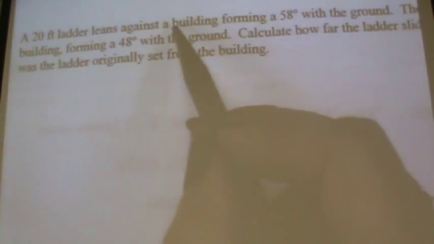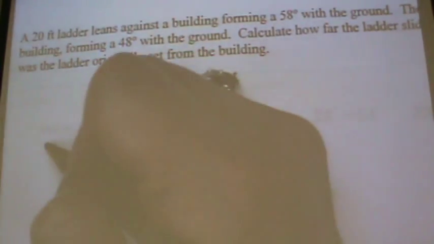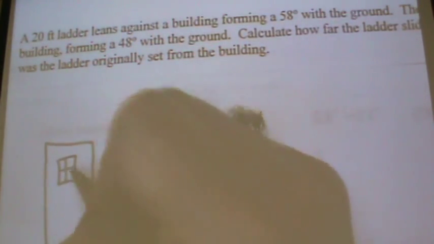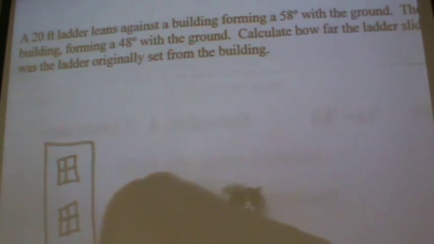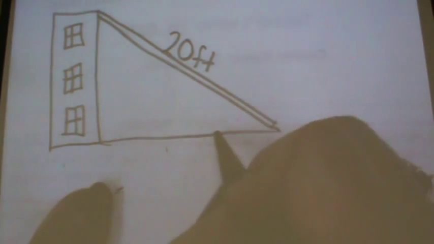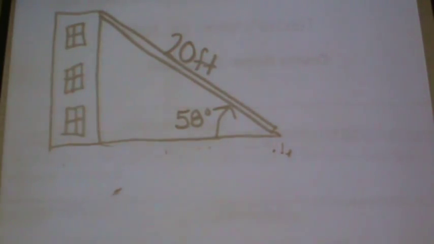You have a 20-foot ladder, and it's leaning against a building, and it's forming a 58-degree angle. Here's your building. Here's your ladder. How big is the ladder? 20 feet. Sorry, I didn't draw it so perfect, but there's your ladder. Here's the ground. It's forming a 58-degree angle with the ground.